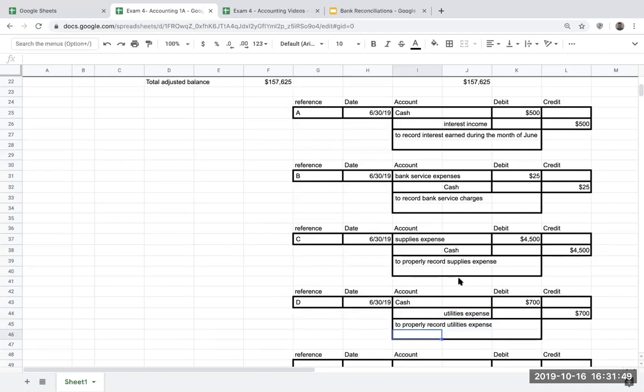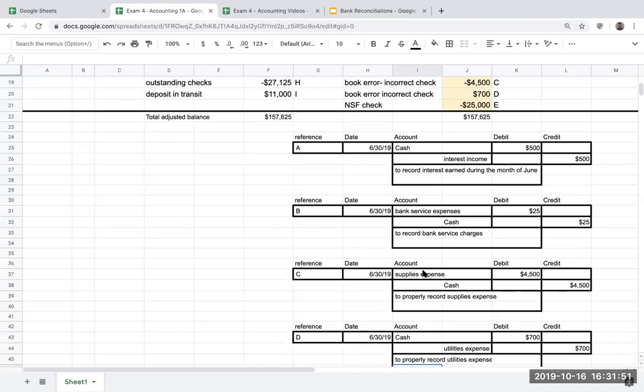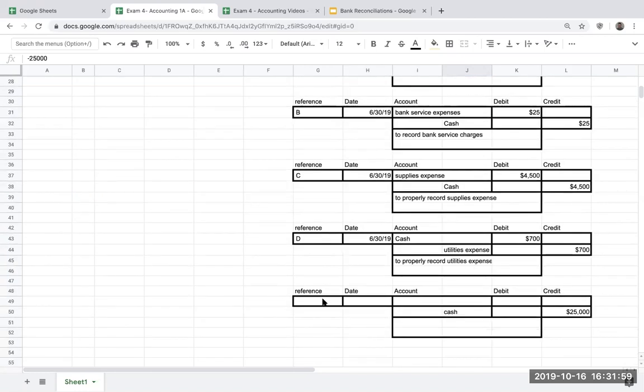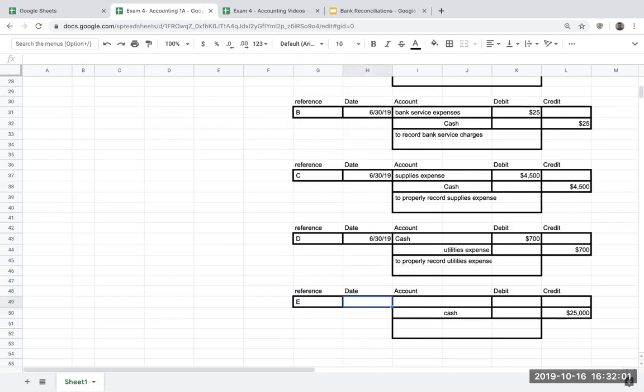Okay. And that's it. So again, if you see a positive number, it's a debit to cash. If it's a negative number, it's a credit to cash. Now for this last one here, which is the NSF check, for the non-sufficient funds, what I'm going to do is reinstate the receivable. So I'm going to say accounts receivable.